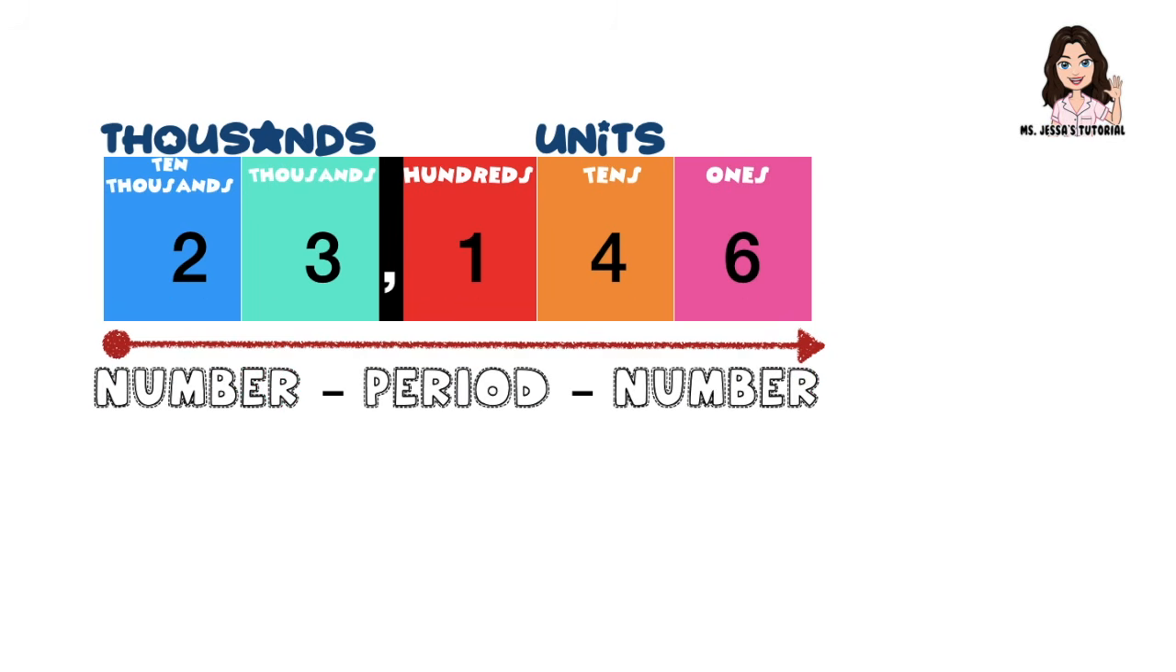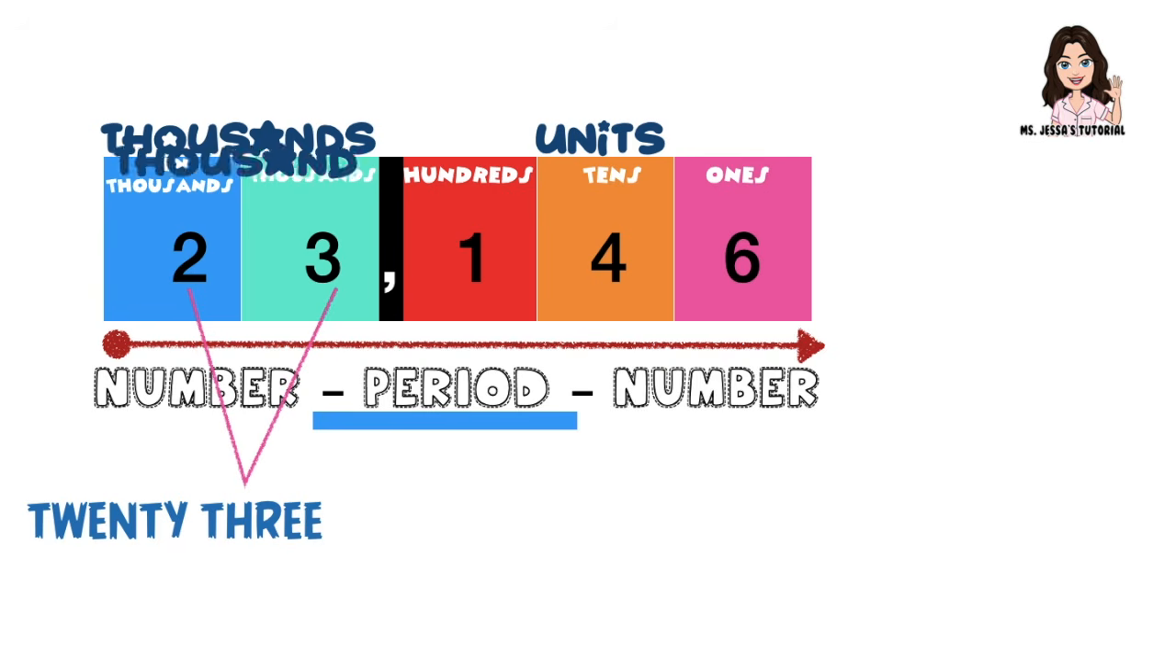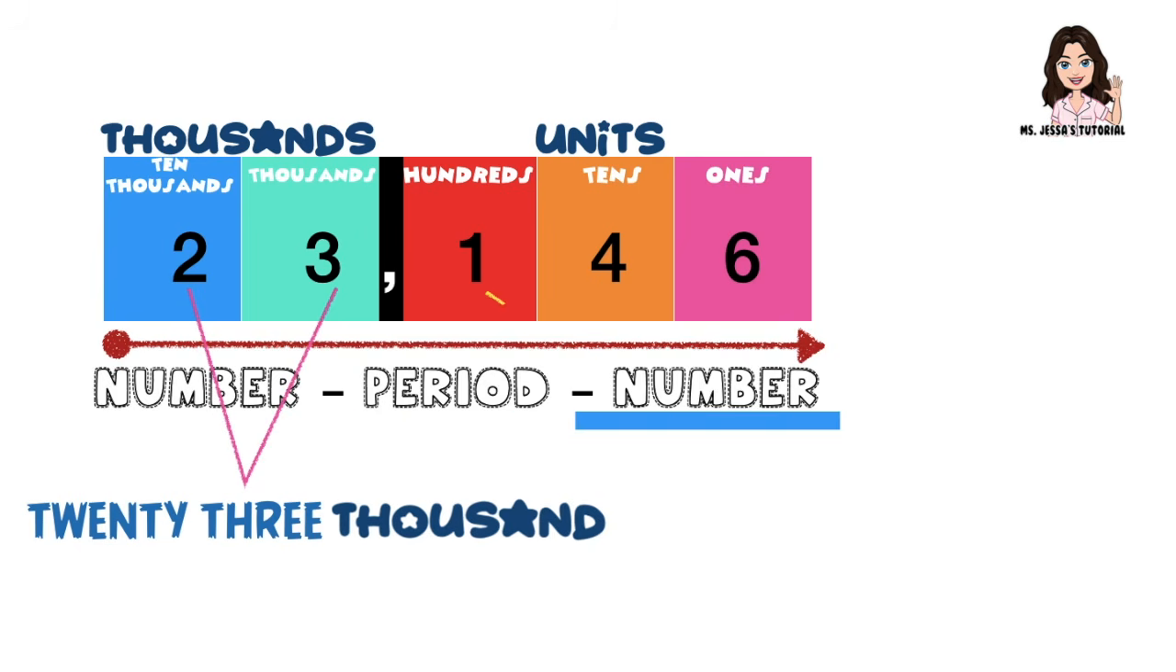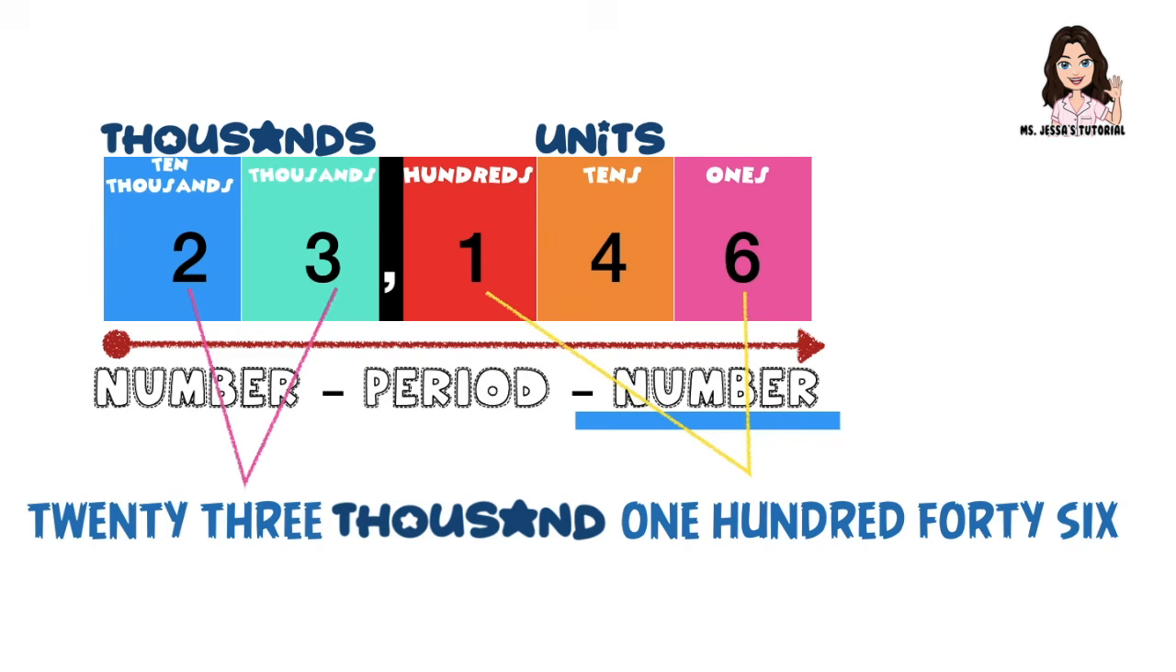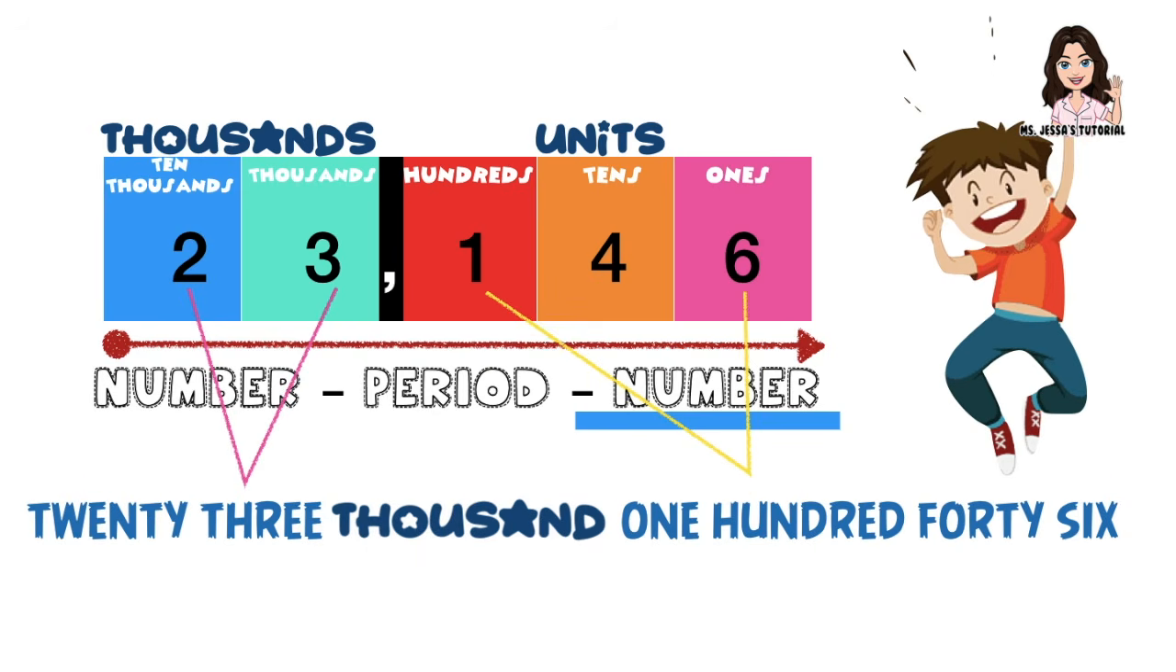So we will read the number, period, then number. Let's start from the left, so that is 23. Then read the period, which is thousands, but we are going to read it as thousand only. So 23,000. Then go to the next number. That is 146. So we will read it as 23,146. Again, children, let's read the number: 23,146. How about if we have this?